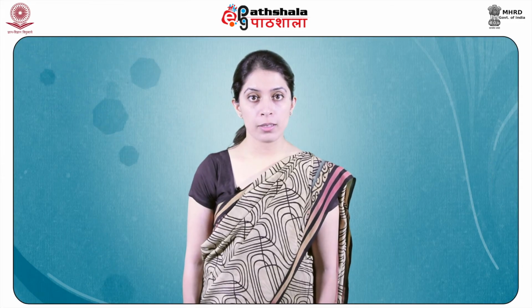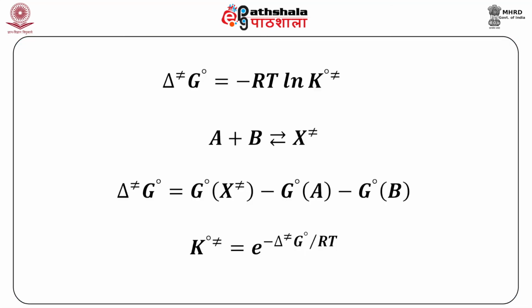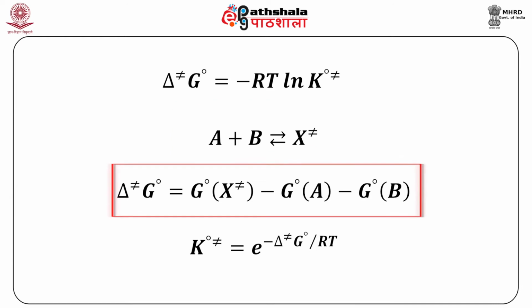From classical thermodynamics, we know that for a reaction occurring at equilibrium, Gibbs free energy and equilibrium constant are related to each other as per the equation delta G naught equals minus RT ln K, where delta G refers to the change in Gibbs free energy and K refers to the equilibrium constant. Now, if we consider the reaction A plus B in equilibrium with transition state complex, we get delta G naught as G for transition state complex minus G for reactant A minus G for reactant B.